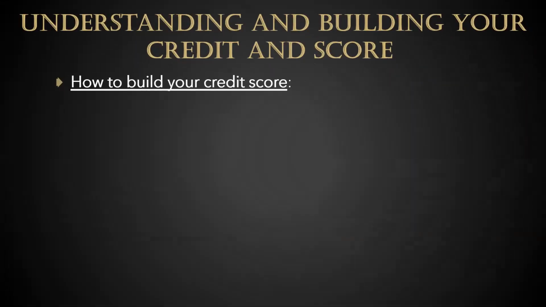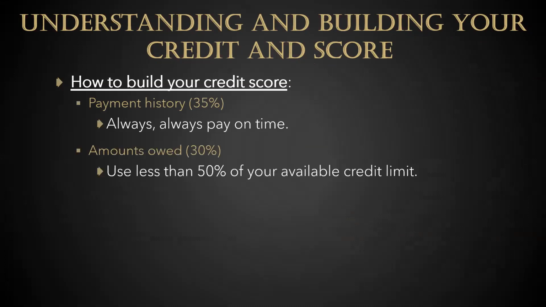So understanding your credit score and how to build it. Foremost is your payment history. That accounts for about 35% of your credit score. Always, always pay on time. The amount that you owe on your credits, if you're at the limit of your credit card allowance, you want to keep that to less than half.